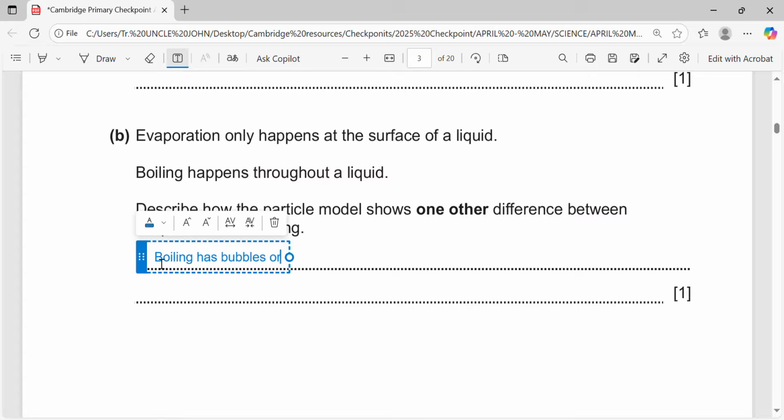Or you can say evaporation has no bubbles. We can say it doesn't have bubbles.